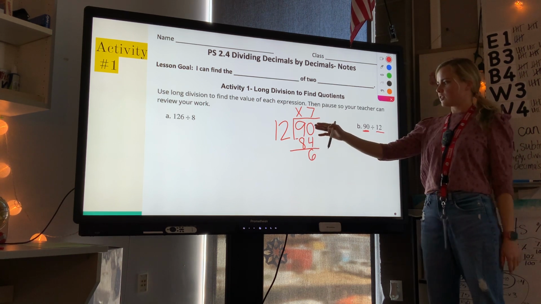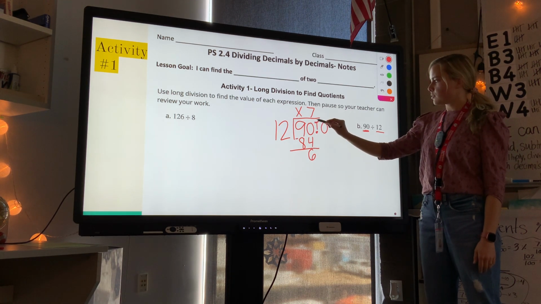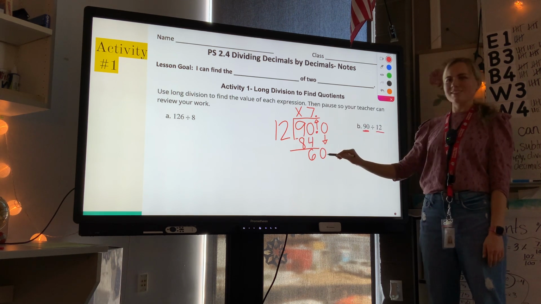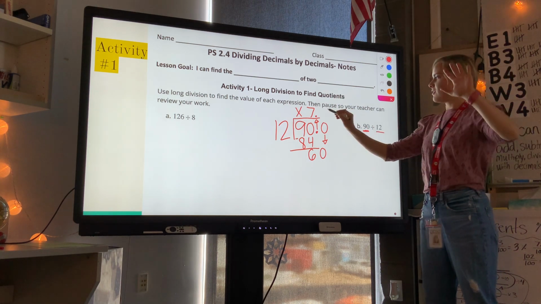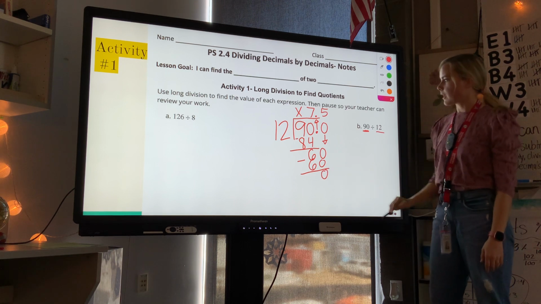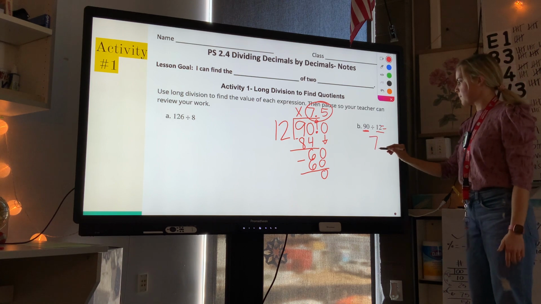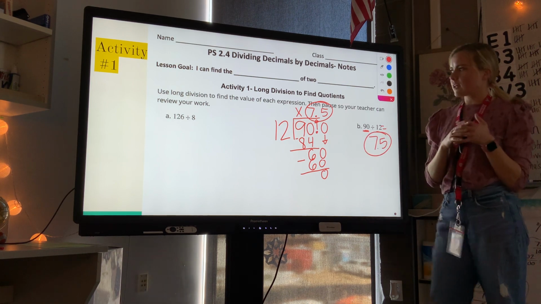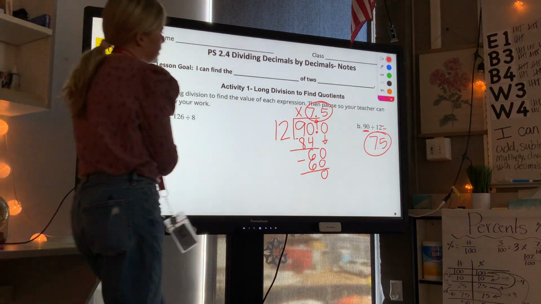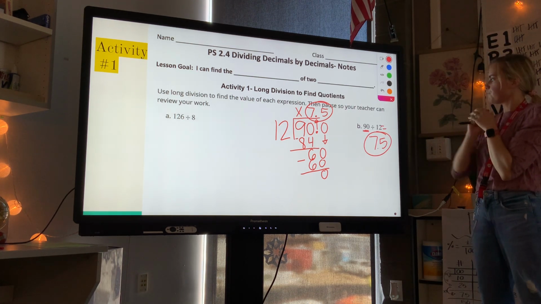So I've used all my digits, but I have a remainder, so I need to add a decimal and a zero. I bring up the decimal and I bring down the zero. How many times does 12 go into 60? Five times. 5 times 12 is 60. We subtract and we get zero. Okay? So our answer, or our quotient, is 7.5. So that's practicing when you divide two numbers and your answer is a decimal, but the dividend and the divisor are both not decimals. So sometimes that happens, and quite often.